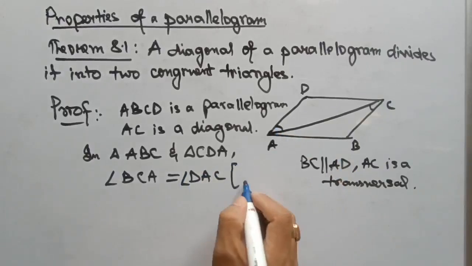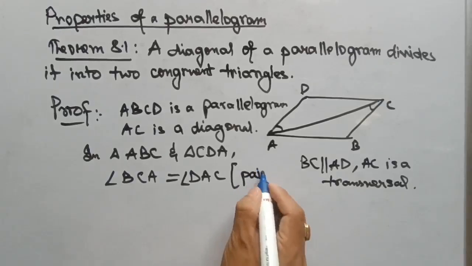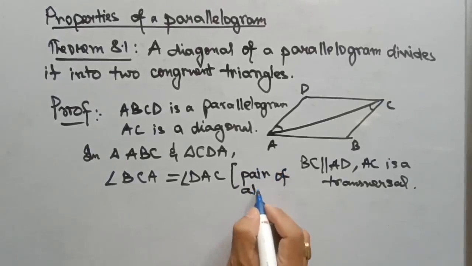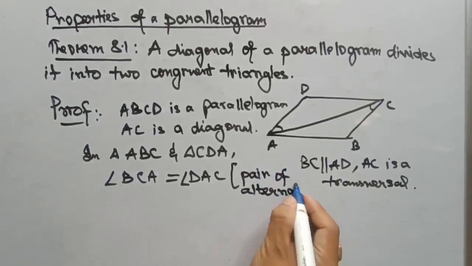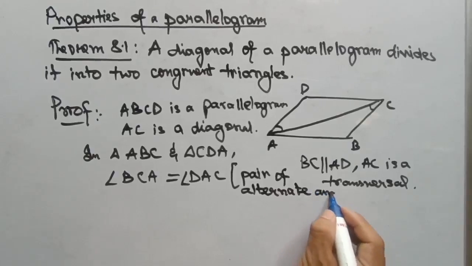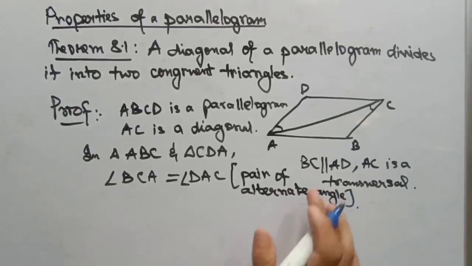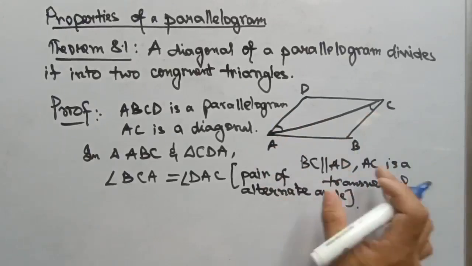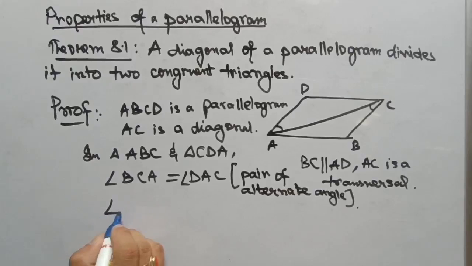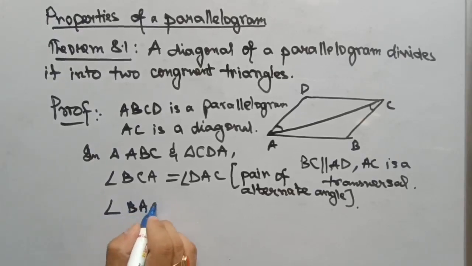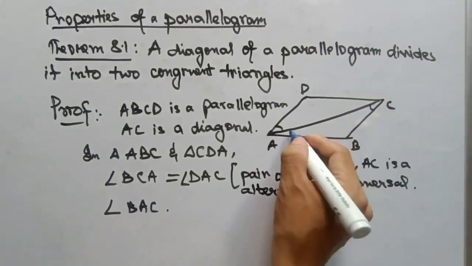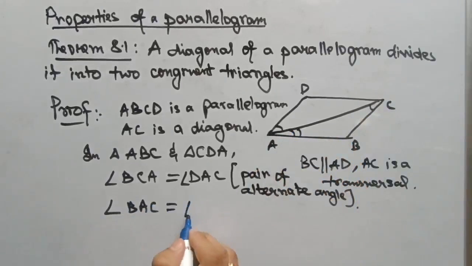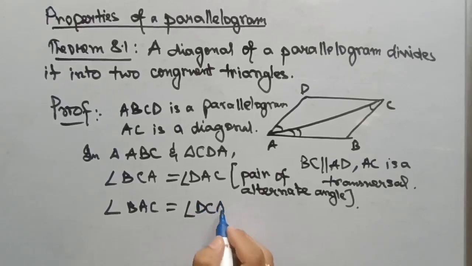This is a pair of alternate angles. Being BC parallel to AD and AC a transversal, these two angles are a pair of alternate angles. In the same sense, angle BAC is equal to angle DCA.